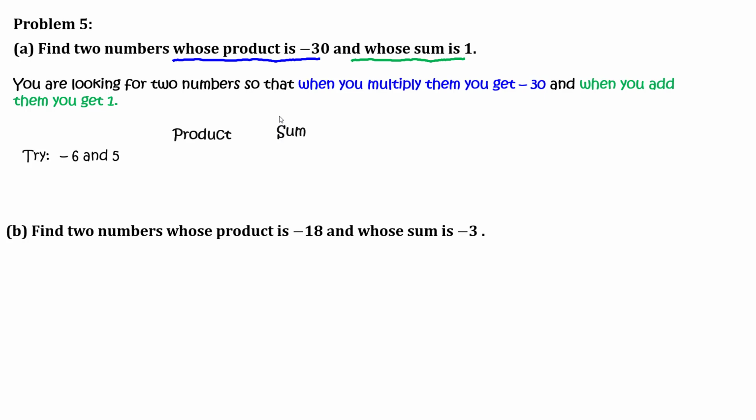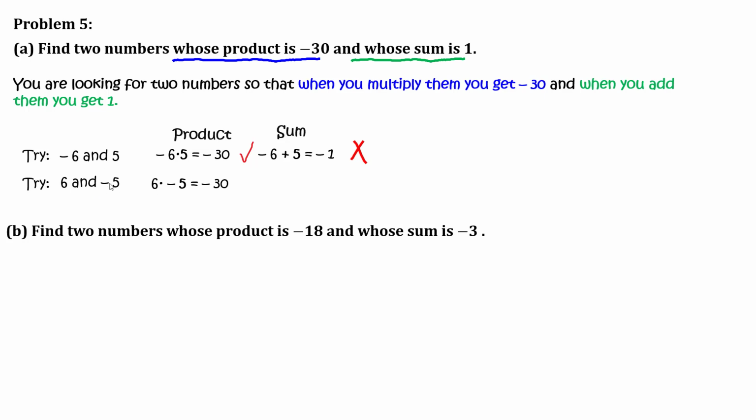So let's try negative 6 and 5. Negative 6 times 5 is negative 30. So the product of negative 30 checks. What about the sum? Negative 6 plus 5 is negative 1. I was looking for positive 1. So negative 6 and 5 are not my two numbers because while their product is negative 30, their sum is not 1. How about 6 and negative 5? What if I just swap the negative sign?